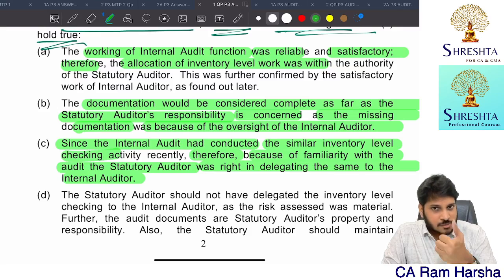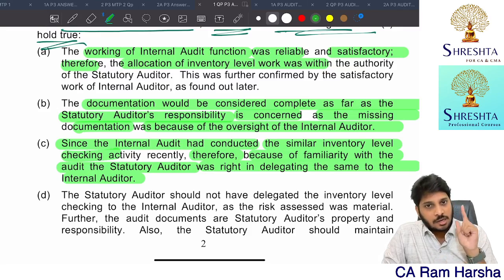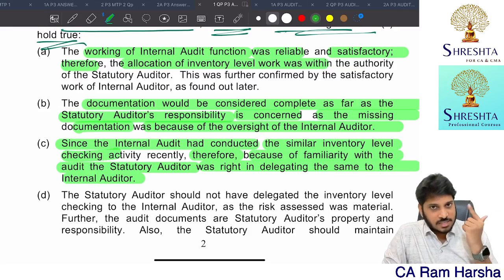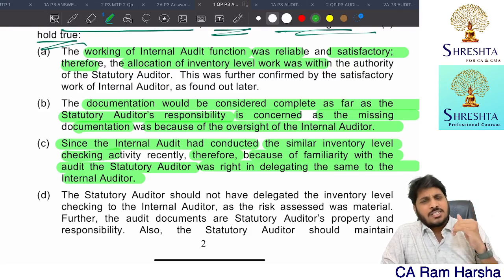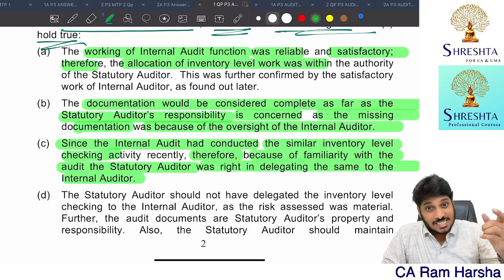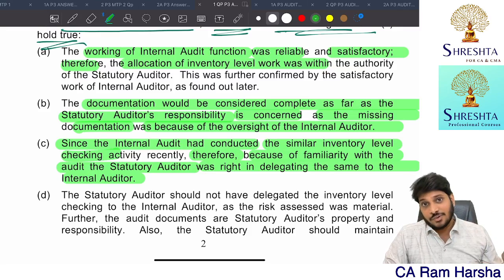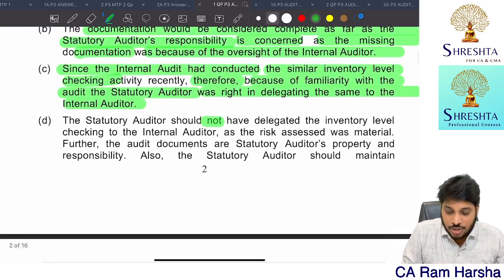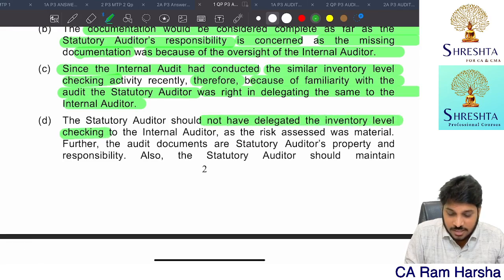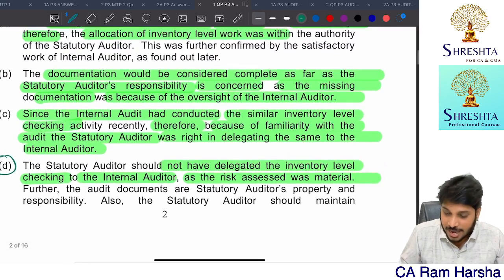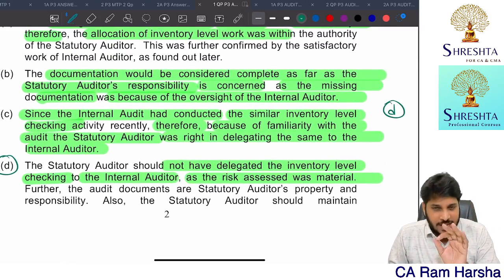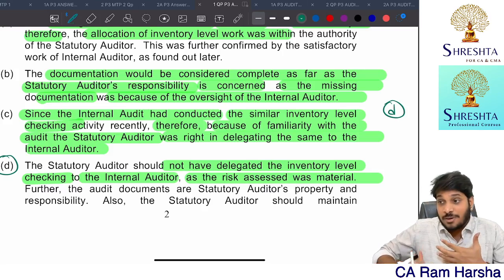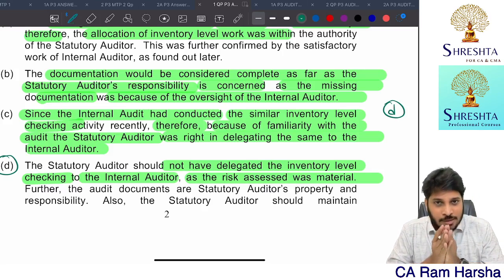The level of risk assessment is low, and the internal auditor has sufficient competency and sufficient independence, all that. In all these cases, you can delegate. If at all the risk is high, we should not delegate the work. The statutory auditor should not have delegated the inventory level checking to the internal auditor, as the risk assessed was material. This is a very apt answer. Wherever the risk is involved, we should perform the work directly.